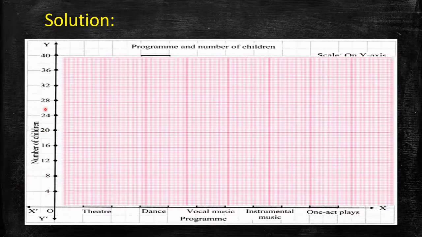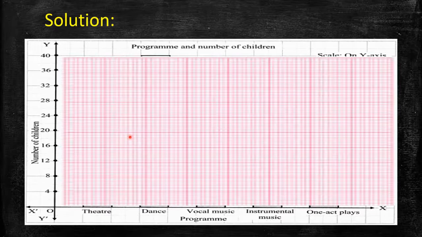First we will write the y-axis scale that we have chosen: 1 centimeter is equal to 4. So 4, 8, 12. So the number of children we will write. So on the y-axis, 1 centimeter is equal to 4 children. So using that data we will draw the bar graph.